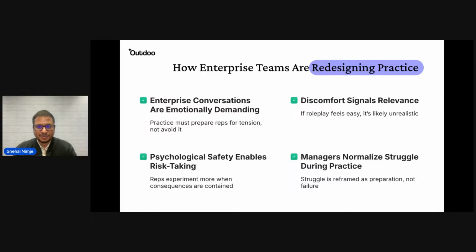The idea is to normalize some sort of struggle during the practice, which is treated more as preparation, right? This is not about trying to make the person so strong that they are ready to face any uncertain situation. They are able to deliver the right results, or take the right decisions, right, under pressure, right? So that's the overall idea.